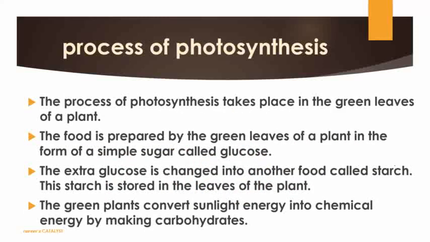Now, we will discuss in detail the process of photosynthesis. The process of photosynthesis is practically completed in the green leaves of the plant. As we know, the green leaves of the plant contain chlorophyll, right? So the food prepared by the green leaves of the plant is basically just a sugar, or you can say glucose. So the plant utilizes this glucose for its growth and development, for maintenance work, or simply for the completion of its life processes.